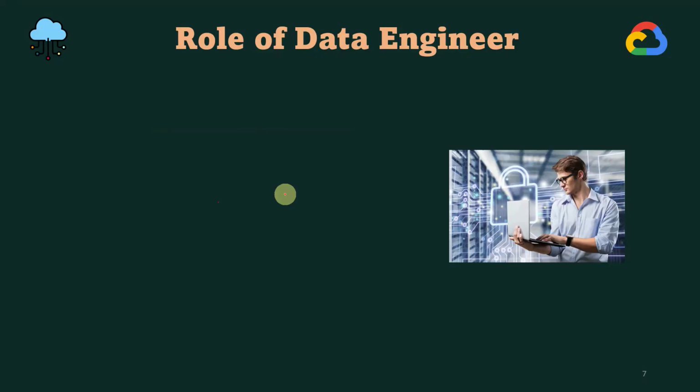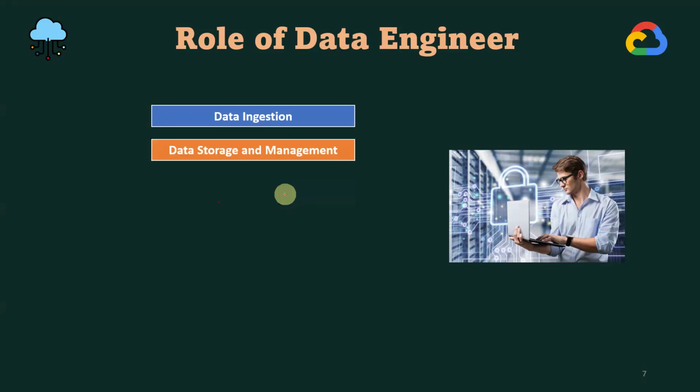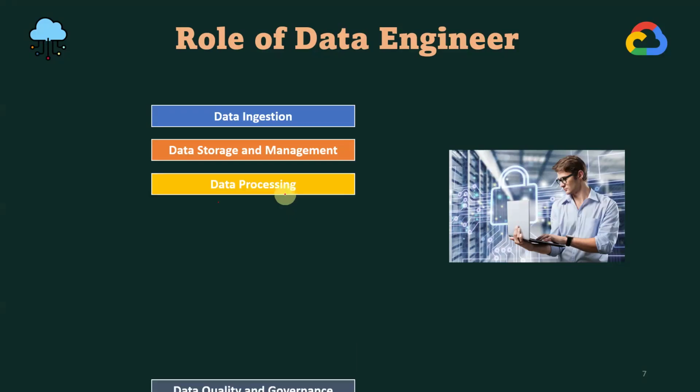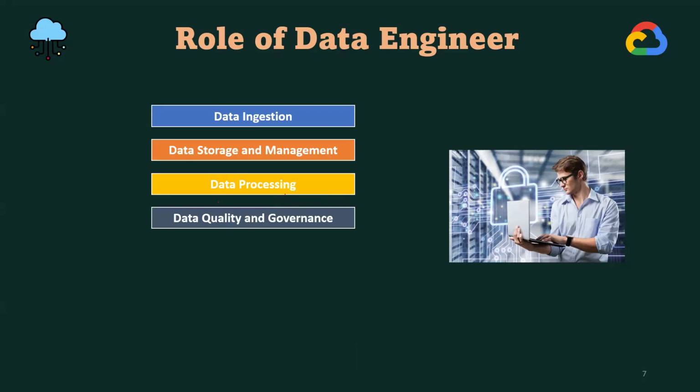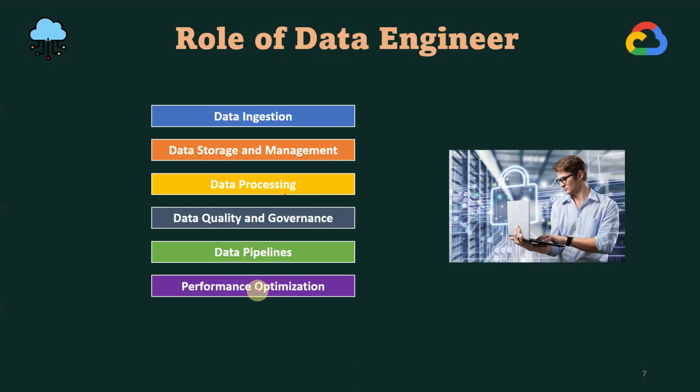Right. Okay, so look here, guys. A data engineer may work on data ingestion. A data engineer may work on data storage and management. A data engineer may work on data processing. He will work on data quality and governance. He will work on data pipeline creation, performance optimization, monitoring and maintenance. On a daily basis, multiple data engineers may work on multiple activities like this.